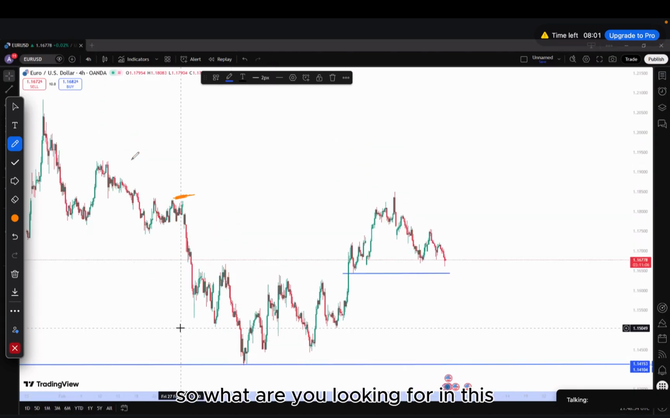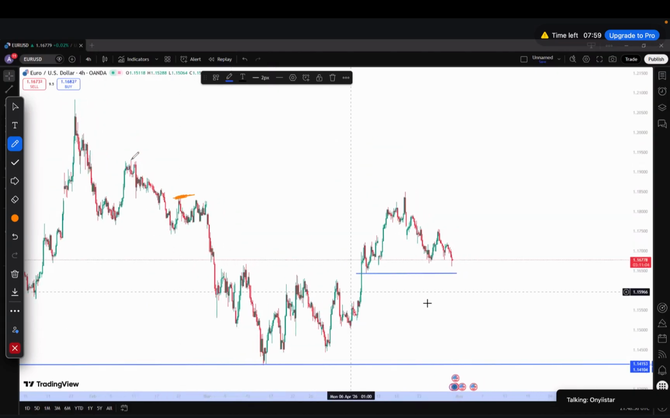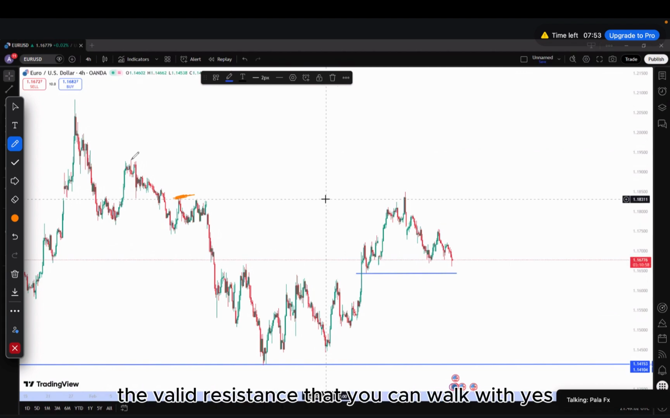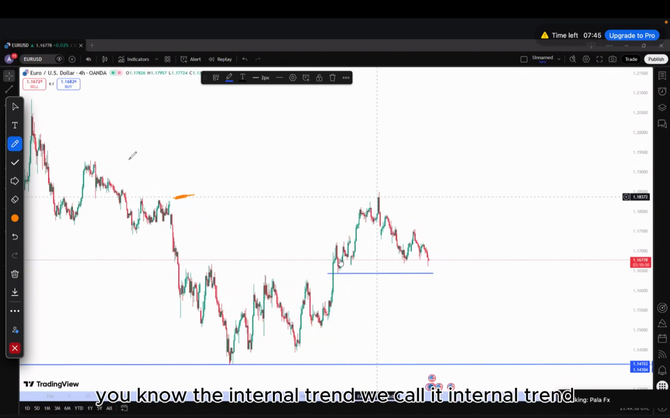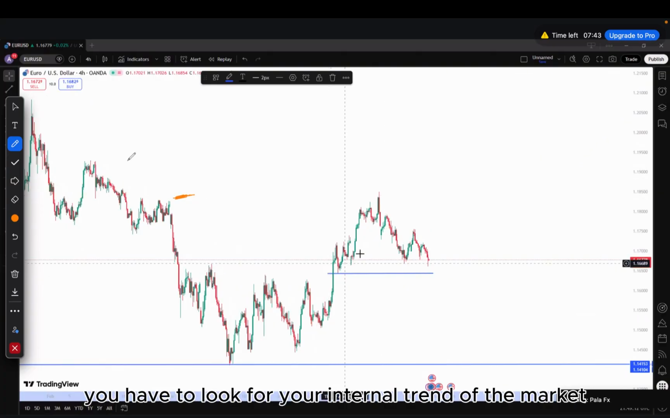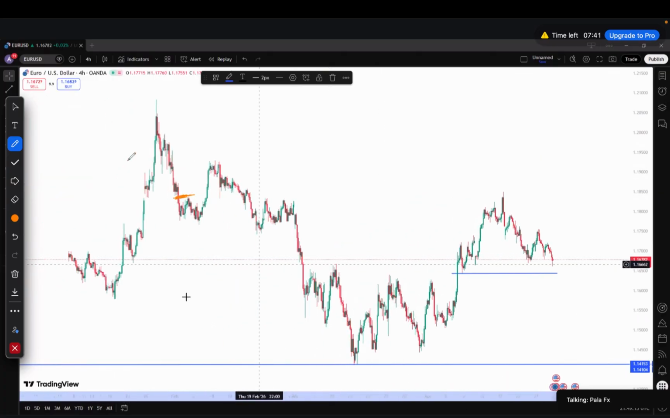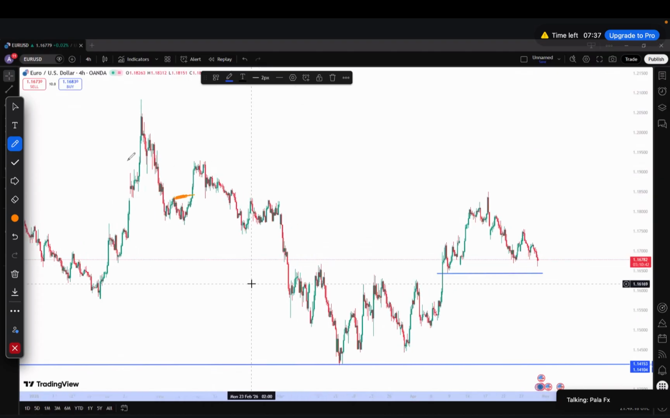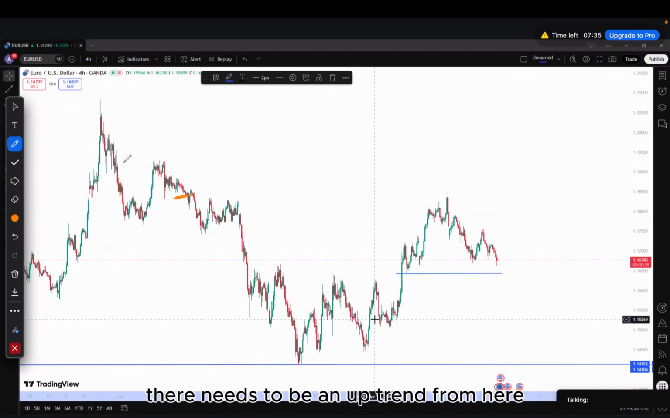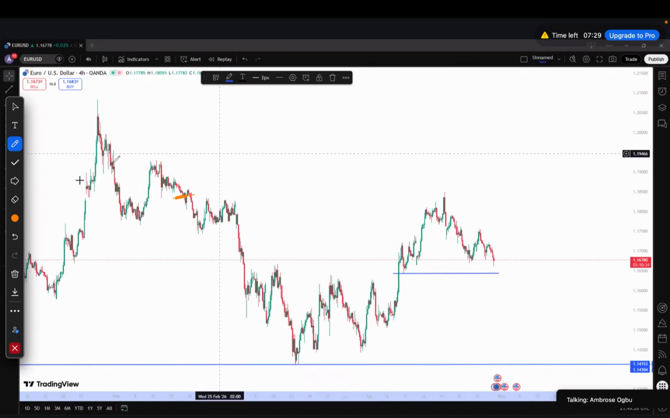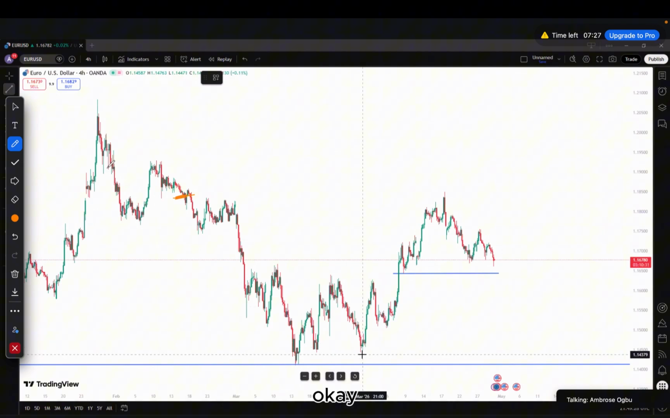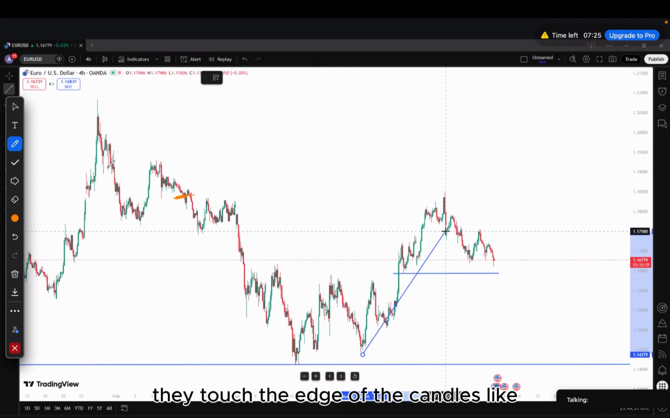So what are you looking for in this 4-hour time frame? A valid resistance that you can work with. Yes, you have to start looking for your resistance and also the trend too. The internal trend. We call it internal trend. You have to look for your internal trend of the market. Then it appears to be an uptrend from here. Draw it very well now so that you touch the edge of the candles.